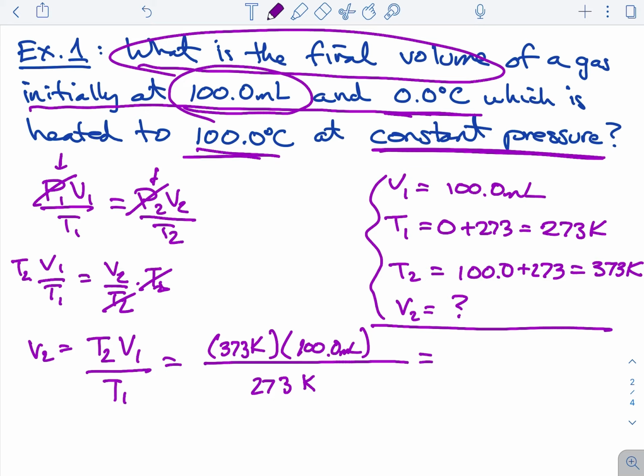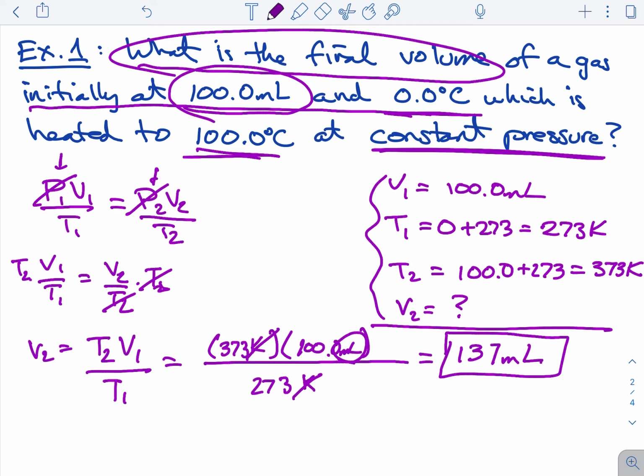So this is going to come out to be 136. Now, what's the units? Well, notice that Kelvin cancels, so you're left in milliliters. And we have 3 significant digits, so that's good. So actually, it's 137, my bad. For those of you calculating at home, you would have noticed that I had this off there.